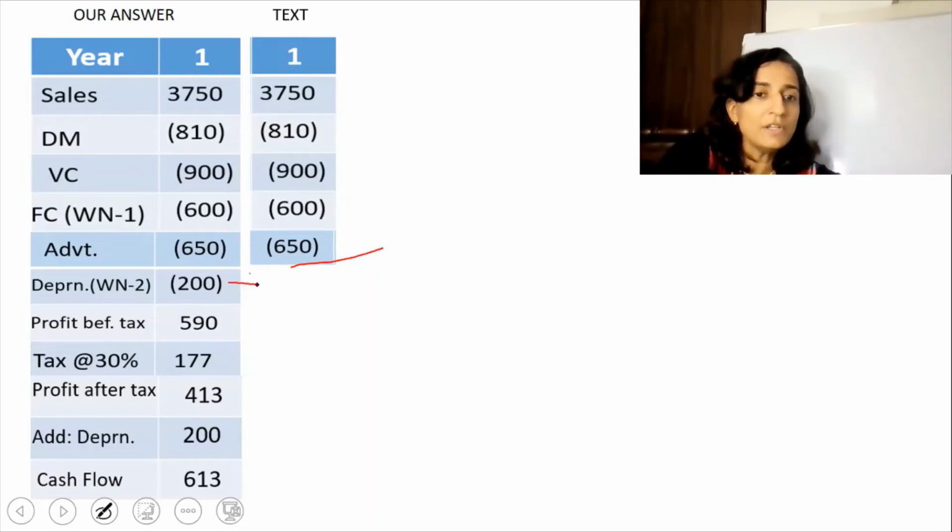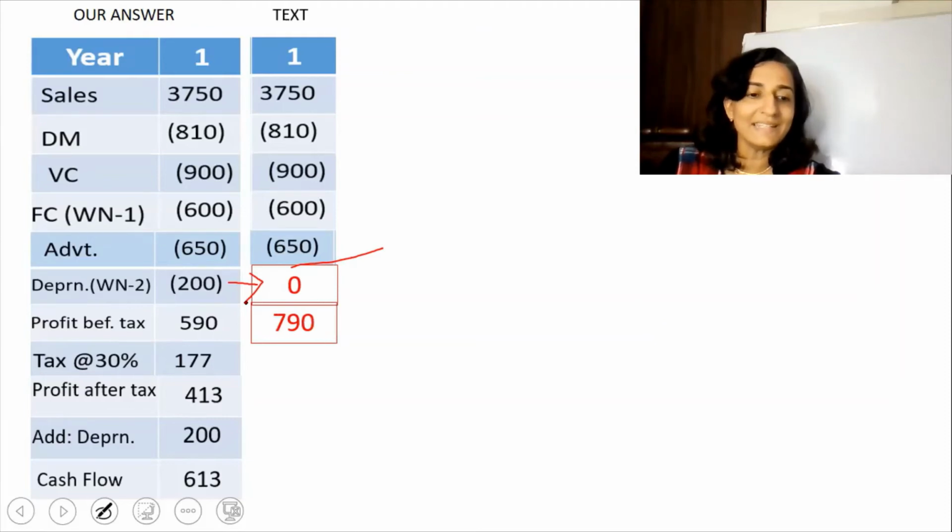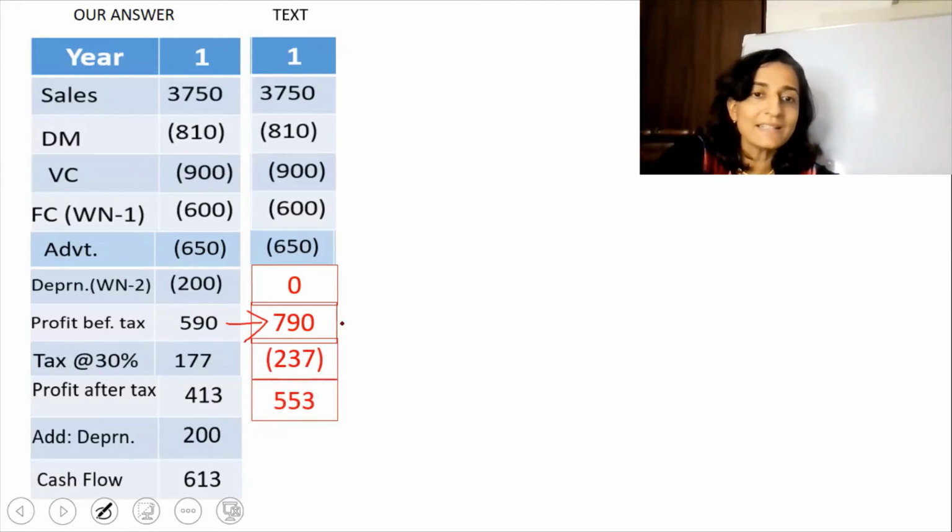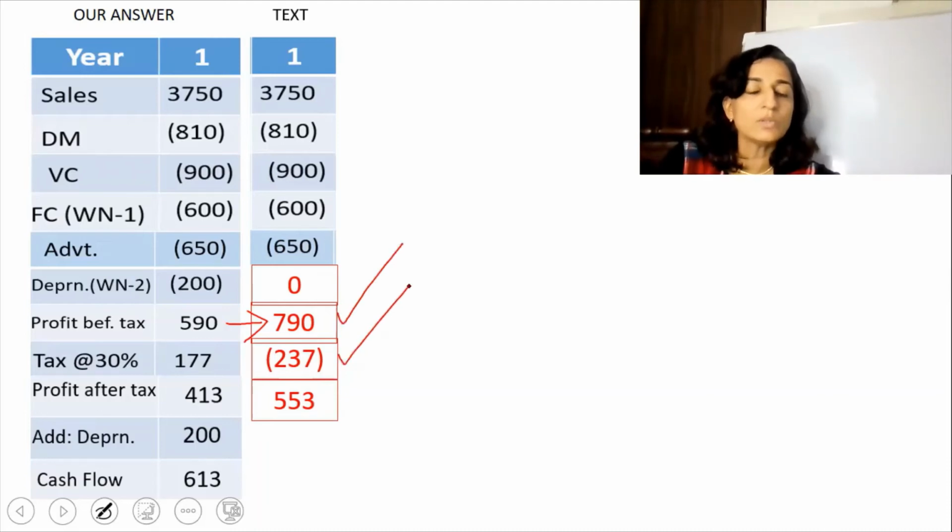That is, instead of reducing 200, they have not reduced it. They have taken that as 0. And profit before tax, they get it as 790. That is, the difference is 200 of the depreciation that they have not deducted. And they have calculated 30% tax on that. So they get 237 as the tax. And then they get the profit after tax, that is 790 minus 237.